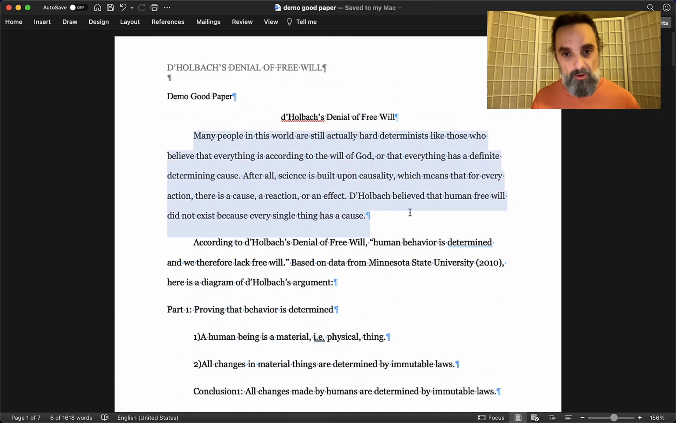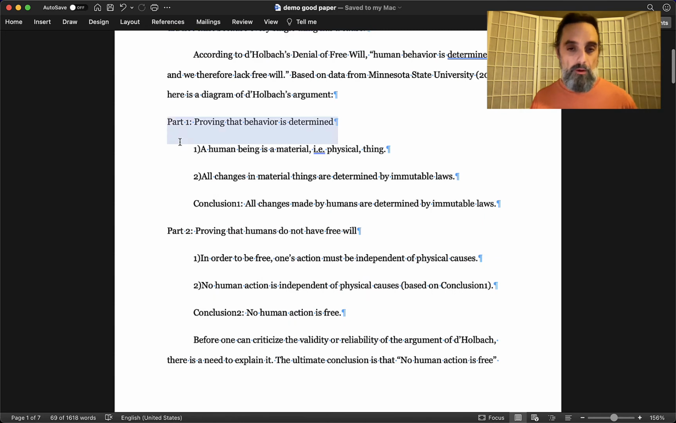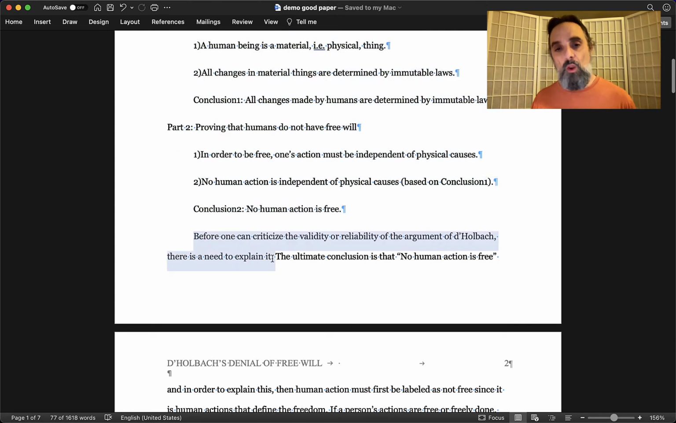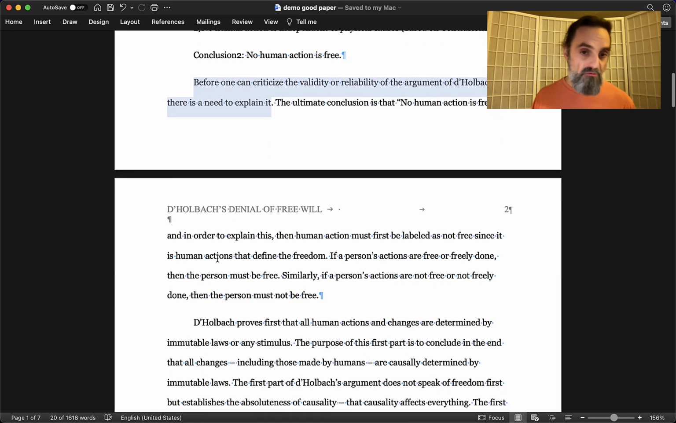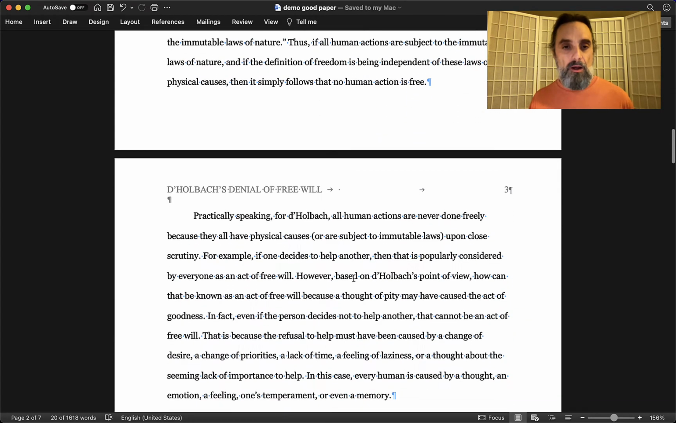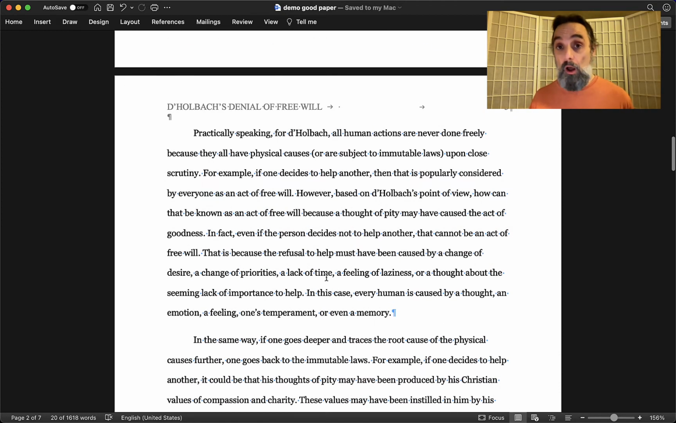We get this summary paragraph at the beginning. The arguments are put out in this nice premise-conclusion form. We have these structuring sentences that say, okay, we're going to do this, but first we're going to do this other thing. So far, so good. And the paper continues in this vein. You might look at the rest of this paper because it continues to be pretty easy to follow. There are some problems with its exposition of de Holbach's argument, and certain things are not explained, so it's not a perfect paper.